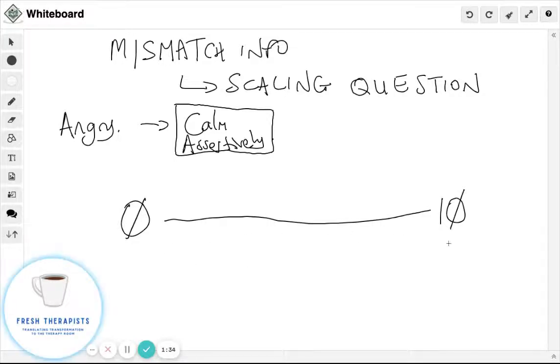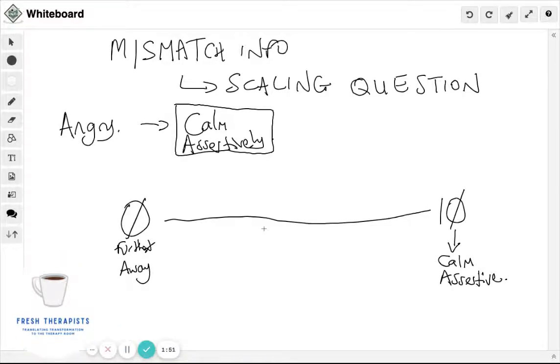It says, okay, so let's just assume that 10 is the thing that you want, where you're calm yet assertive, and 0 is the furthest thing away from that. Where would you put yourself on this scale? Now, of course, sometimes people will say 0, but it's quite rare. So they might just say something like, oh, I'm quite a way away from this. I'm probably about a 2. Or they might say, well, maybe I'm a 4.